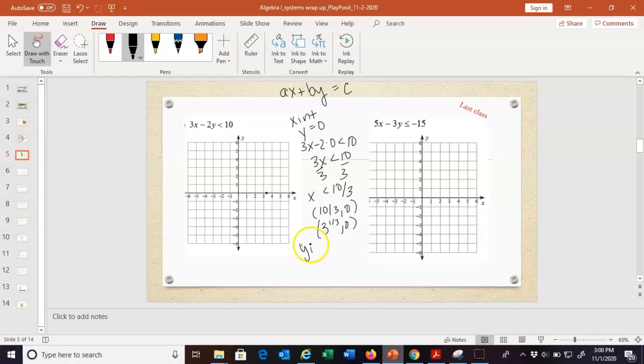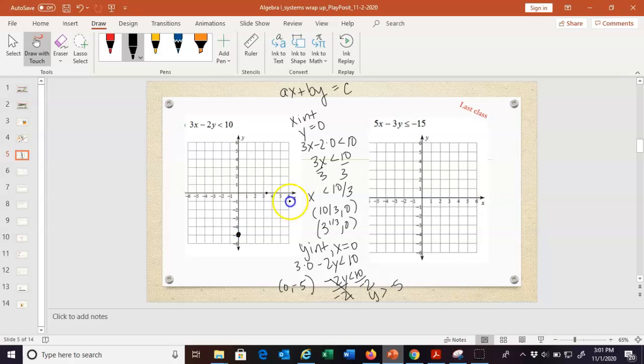So let's find our y-intercept. We're going to plug in 0 for x. So 3 times 0 minus 2y is less than 10. There we go. We're going to divide by -2. Remember, when you divide, it flips that symbol. I'm not sure why I'm writing crooked. I think it's my board. There we go. So our intercept is going to be 0, -5.